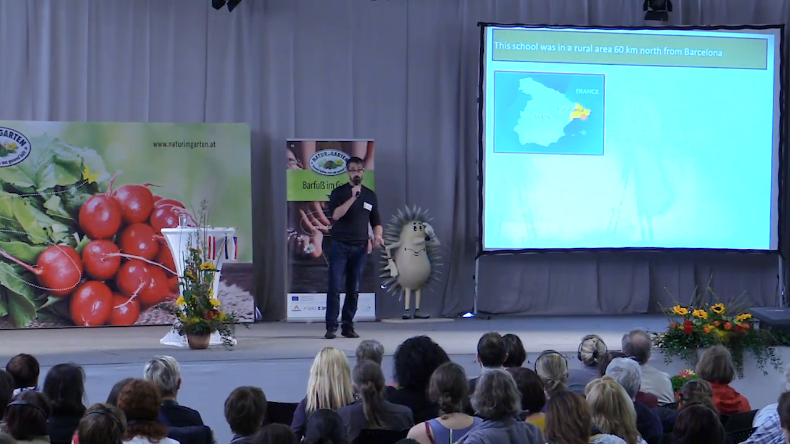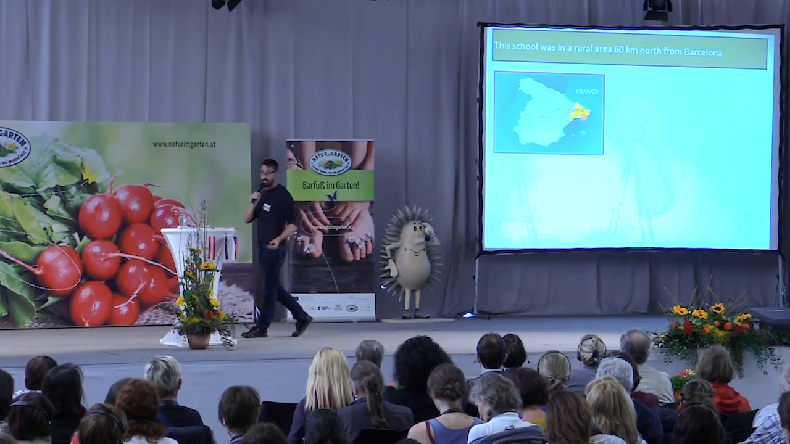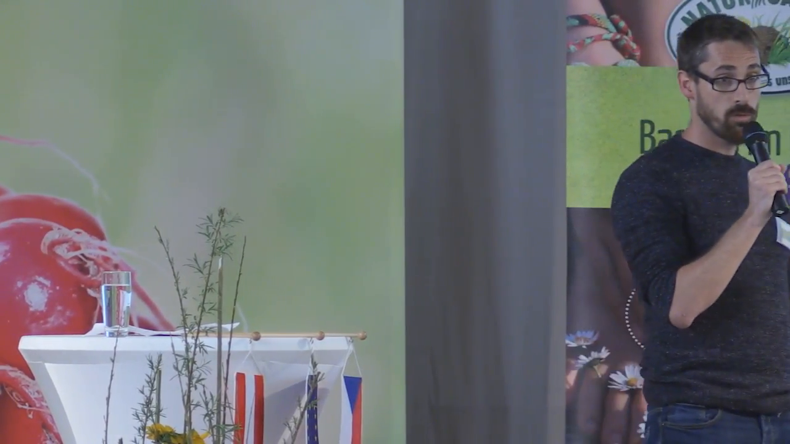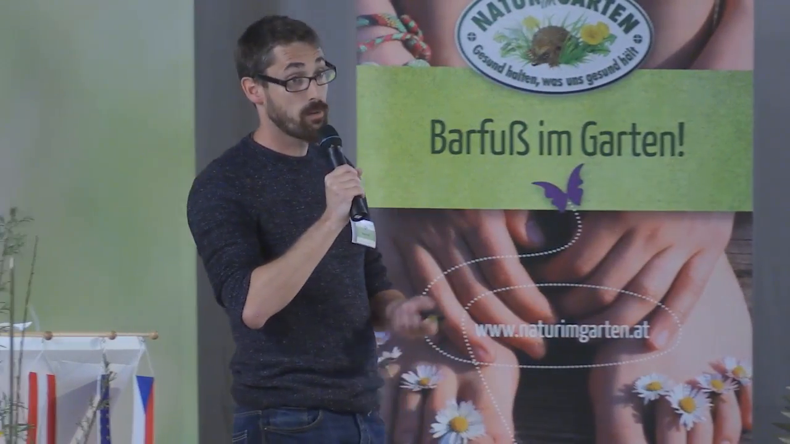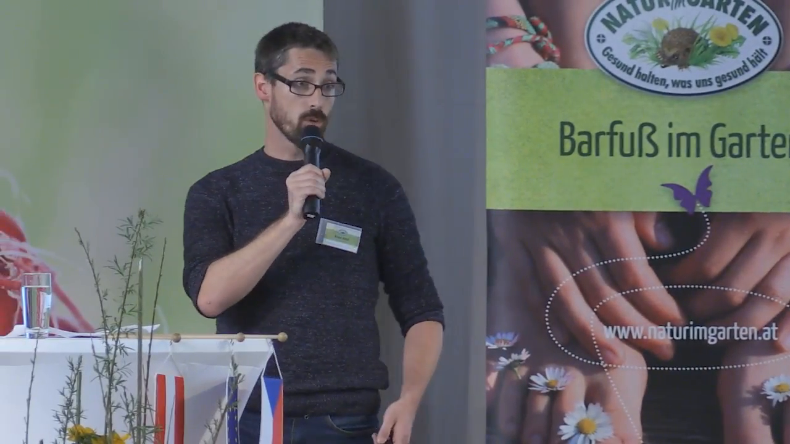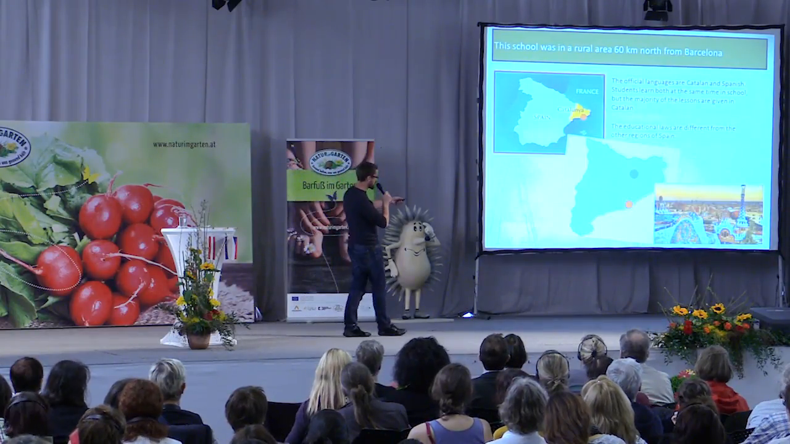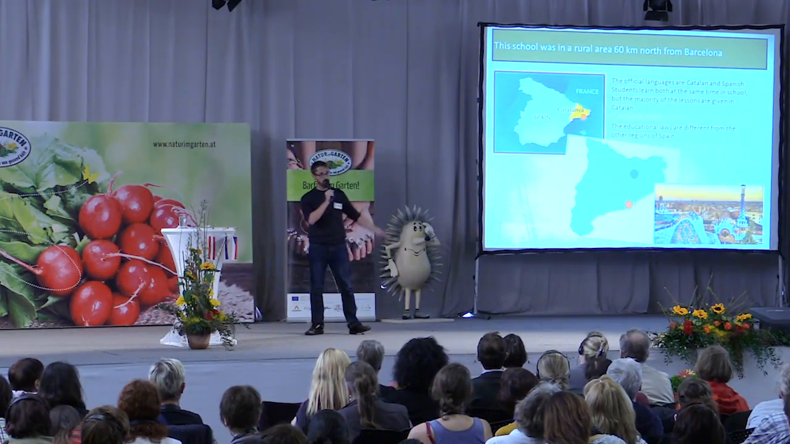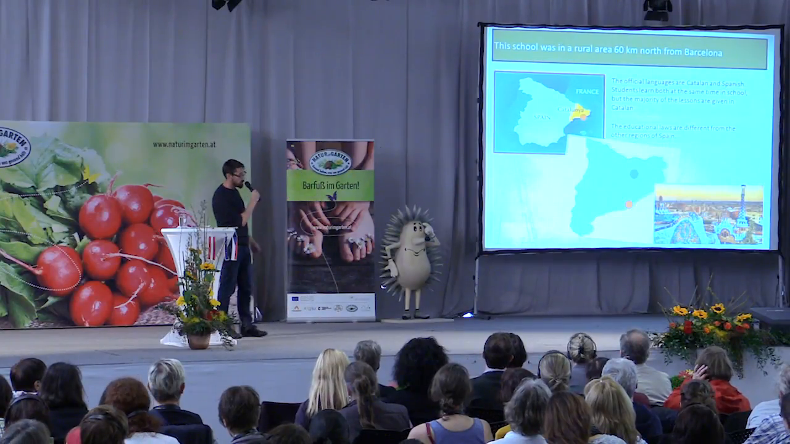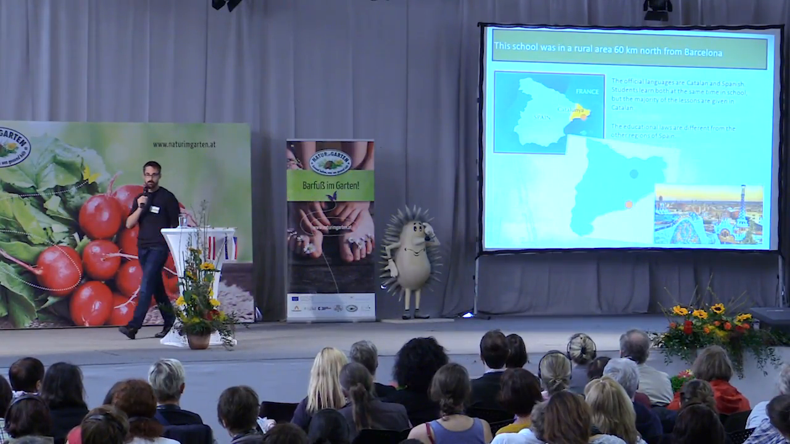I think it's important to explain the geographical and the political context of this school, because this school is in Catalonia. I don't know if you are familiar with Catalonia, but Catalonia is a region in Spain. And we have our own culture, our own language. But most importantly for this presentation, we have our own educational laws. So this school was in a rural area, 60 kilometers north from Barcelona. Here, the red spot is Barcelona with these crazy buildings of Gaudí. And the blue spot is where this school was.